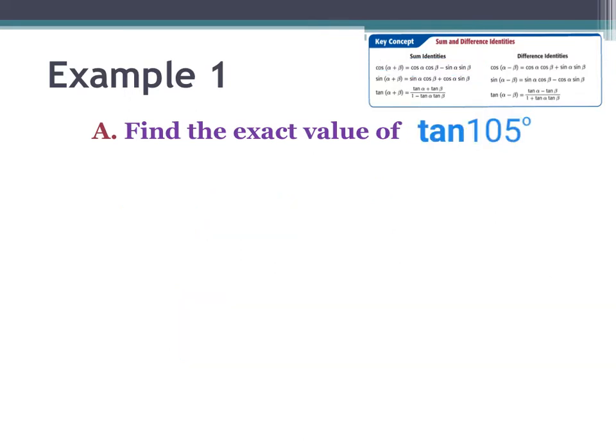So let's take a look at another one here. So here we're trying to find the exact value of tangent of 105. So the first step again is to figure out what two angles on the unit circle add up to or subtract to 105 degrees. Some of you that looked at your first quadrant on the unit circle right away can recognize that 105 can be written as 60 degrees plus 45 degrees.